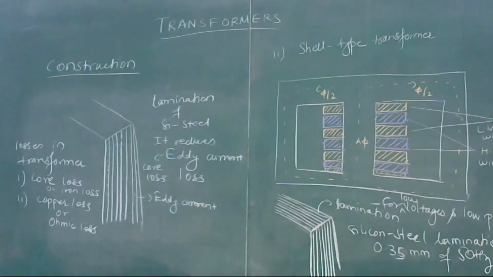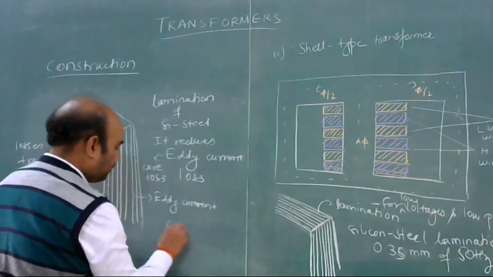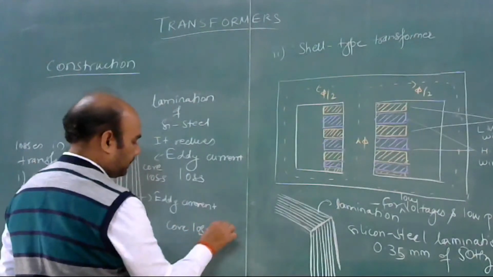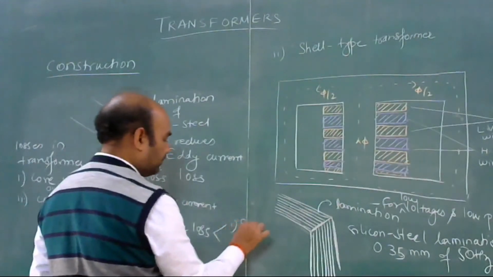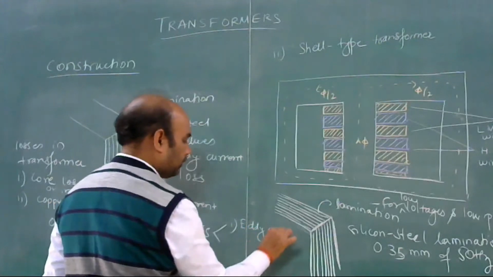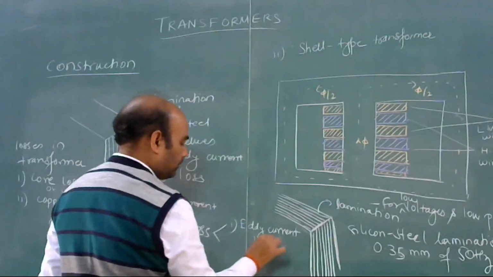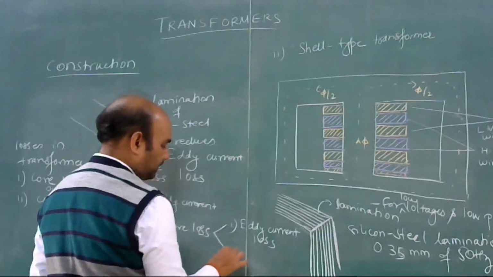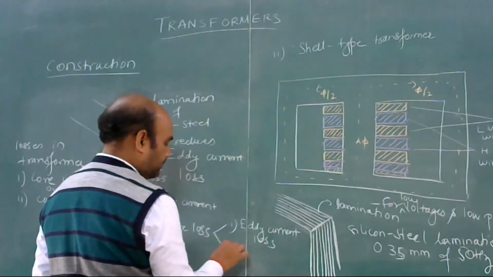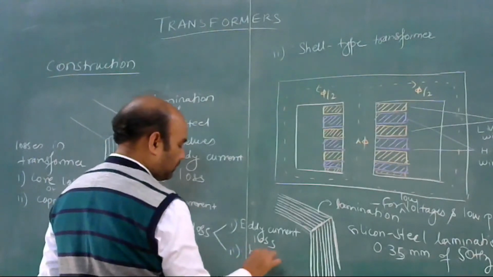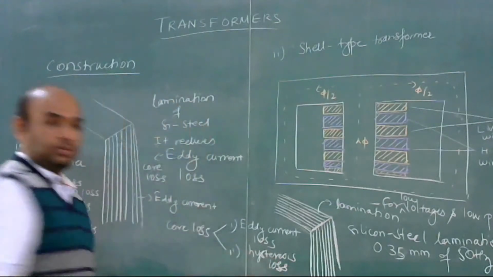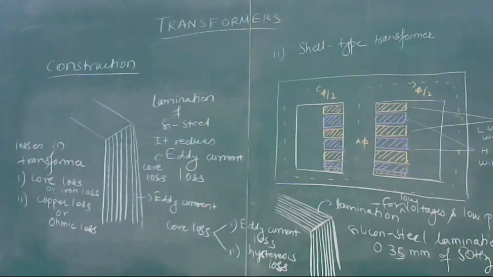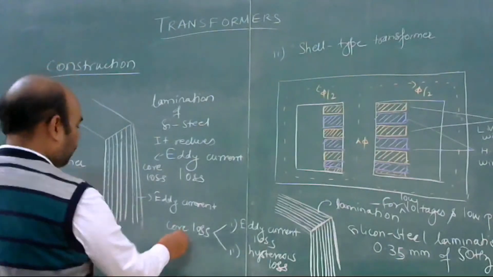Okay, and further, this core loss can be divided into two parts. First is eddy current loss, and second one is hysteresis loss. So there are two types of core loss.